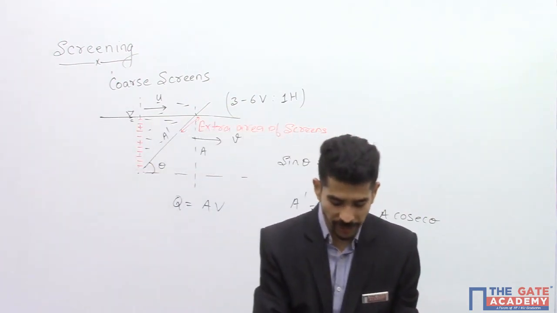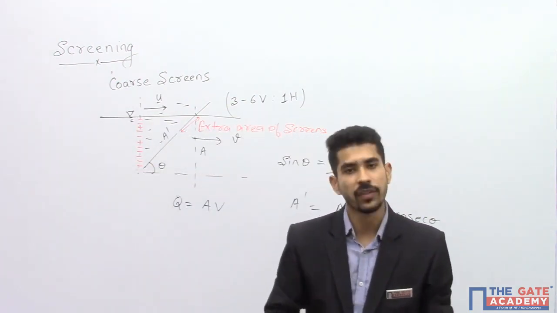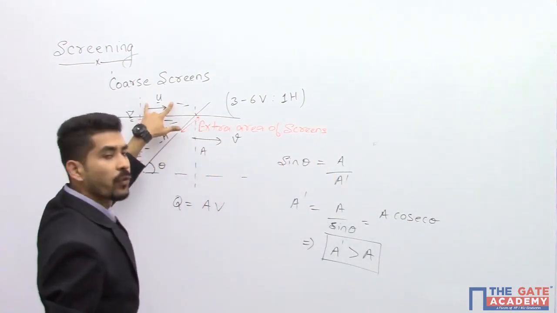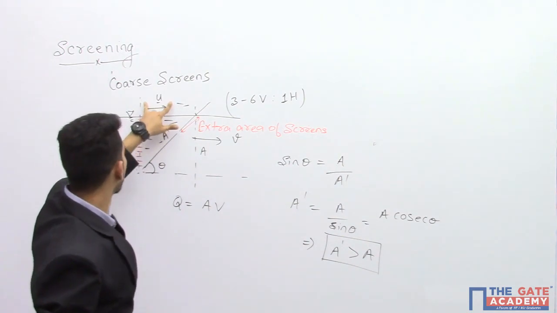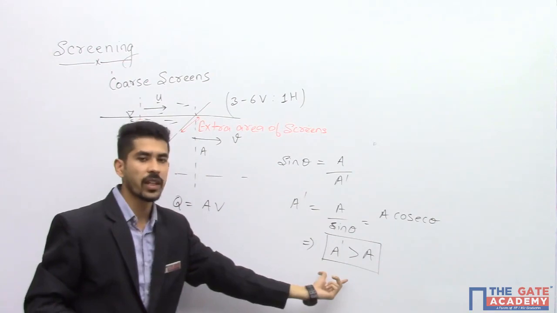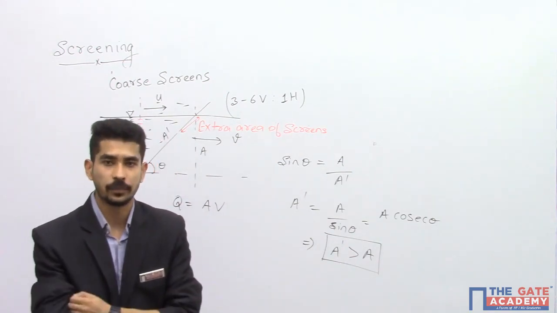So we have a total of 3 advantages while inclining the screen. The first one is easy maintenance. The second one is that we are reducing the flow through velocity, that is, we are reducing the approach velocity U. And the third one is that we are increasing the retention area.